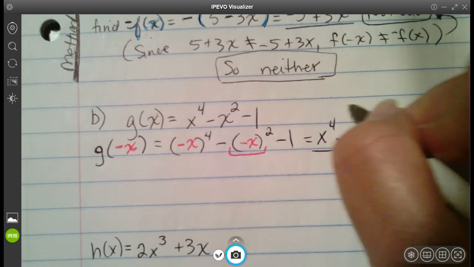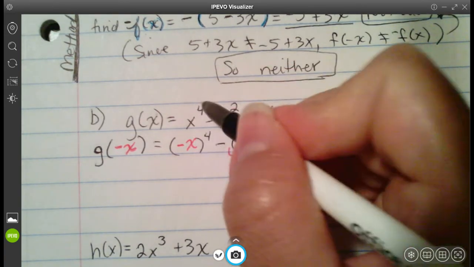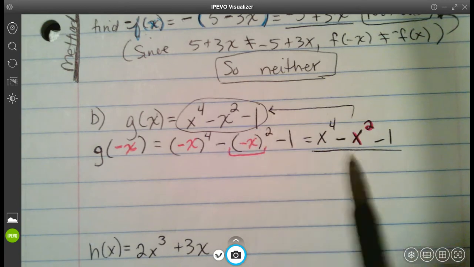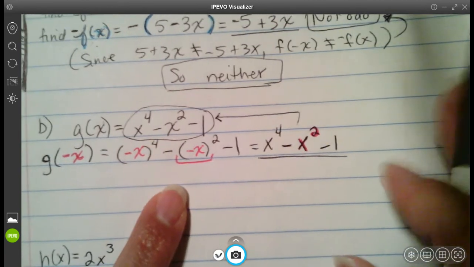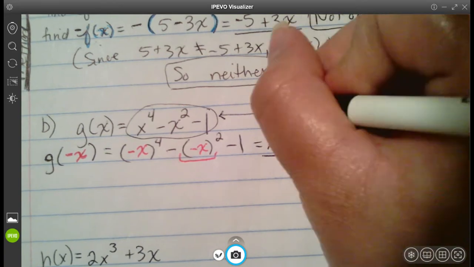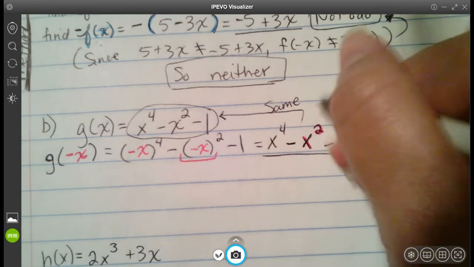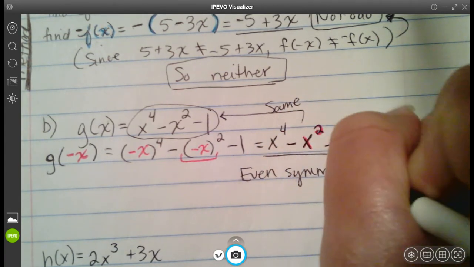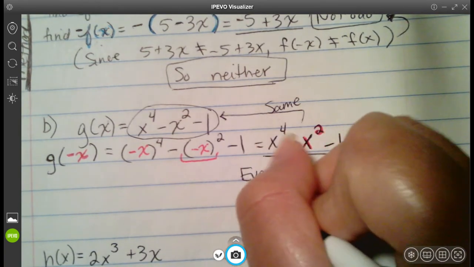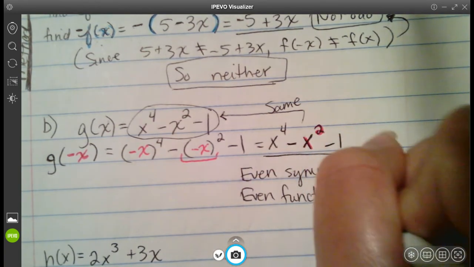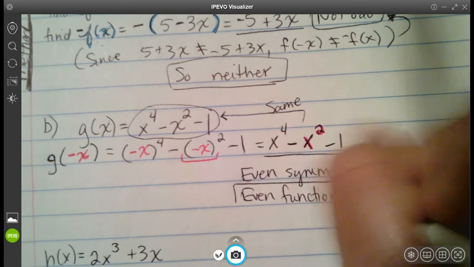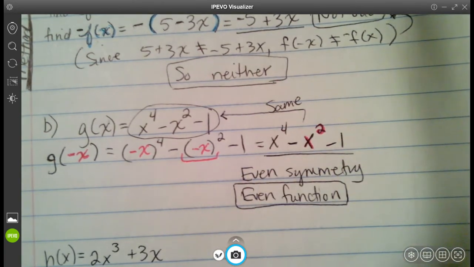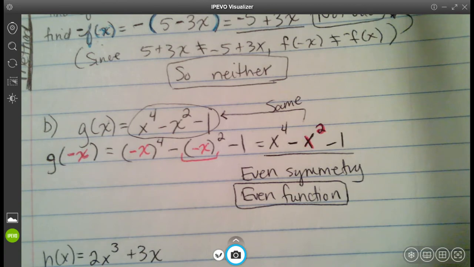And if we look at the original, okay, remember this guy is our original here in this problem, we can see that they are the same. So since they are the same, we can stop. So these are the same. So that means that this has even symmetry, and it is an even function. Let's circle this one because we want to talk about the functions right now. Okay. So if you do find that it's even, you can stop. That's why I was saying do the even first, because if it comes out even, we don't have to check the odd. Okay. All right.